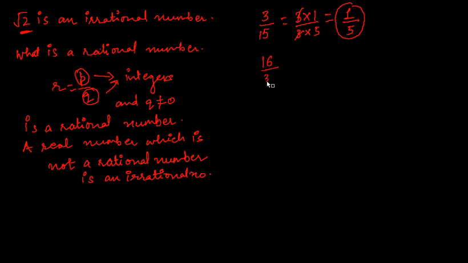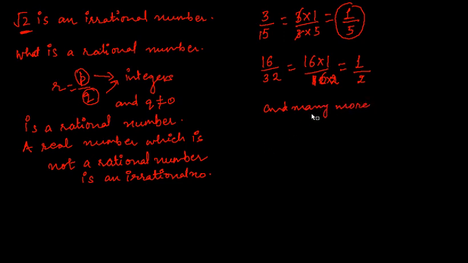Similarly, some other rational number, for example 16 upon 32. I can write this as 16 into 1 upon 16 into 2. I just want to have a common factor, and I'll cancel that common factor. This is nothing but 1 upon 2, and many more.